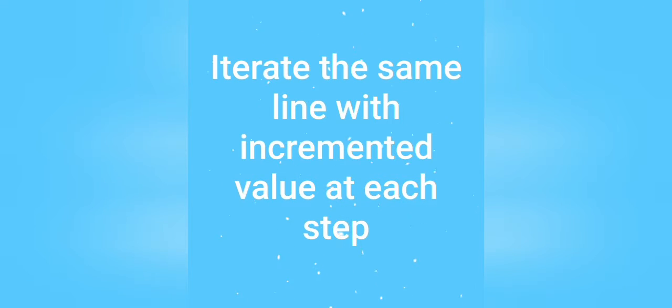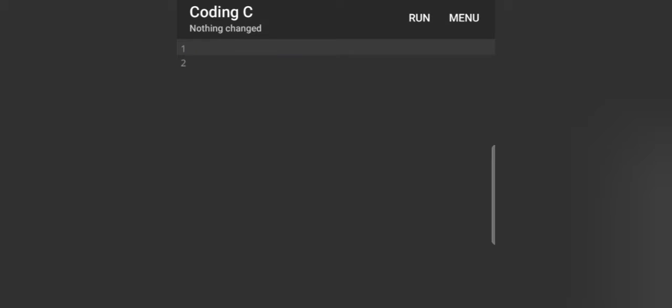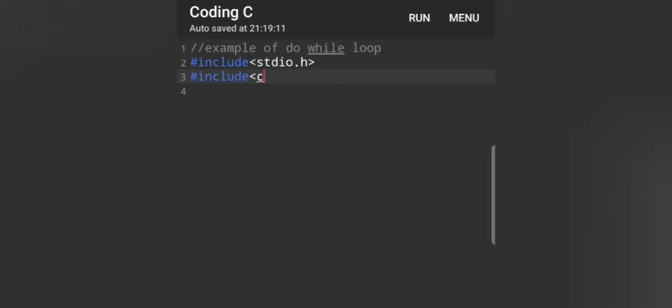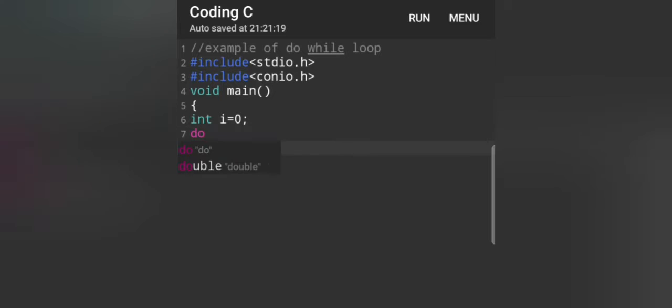Now let us start with our second question, which is iterating the same line with incremented value at each step. This program will be done by making use of the do-while concept. So let us start with it. We will start our program with #include <stdio.h>. Then we will write #include <conio.h>. Then I will write void main() and then make use of opening curly braces to start my program. Now I am declaring variable i of integer data type with value 0.